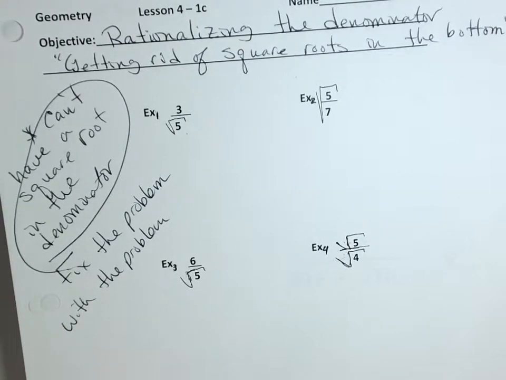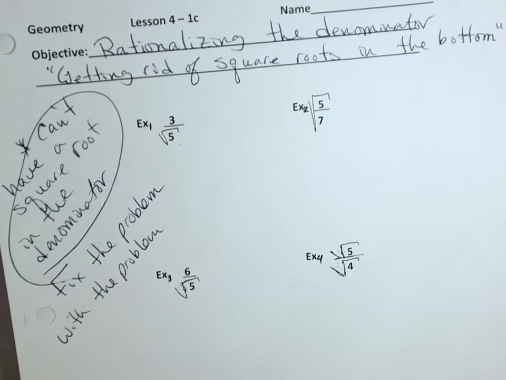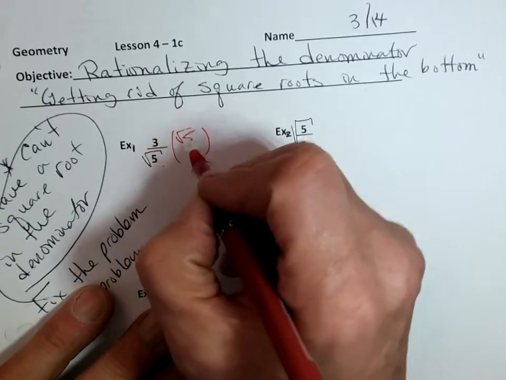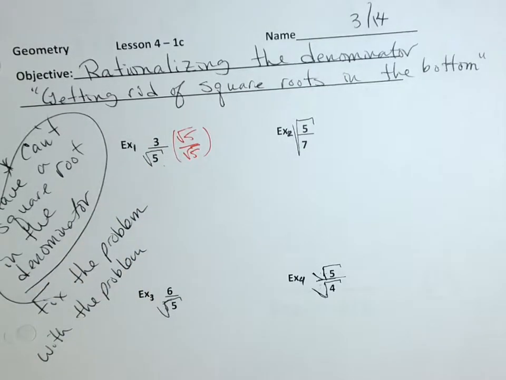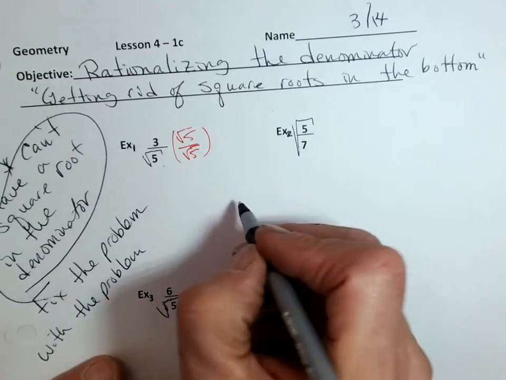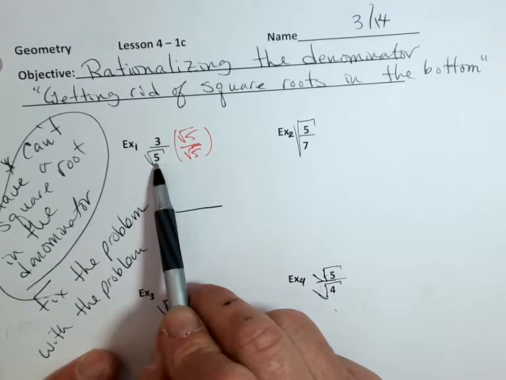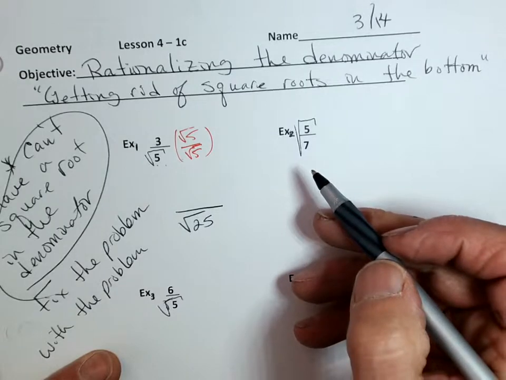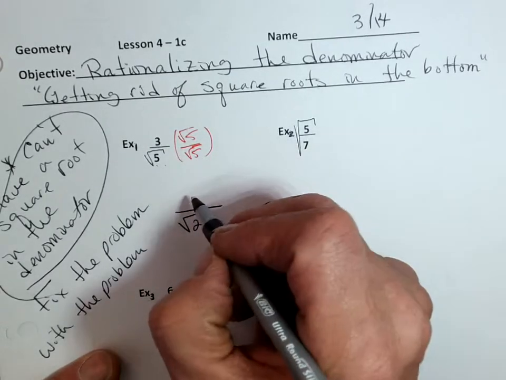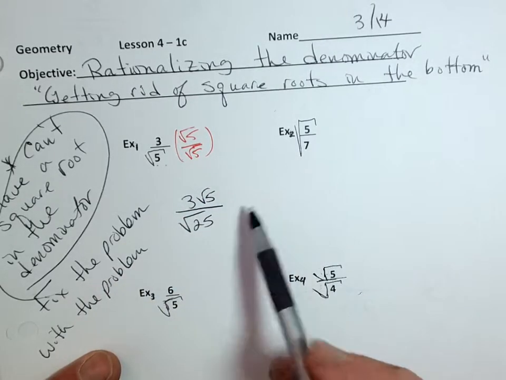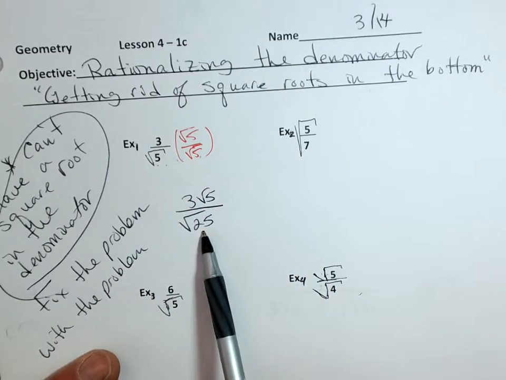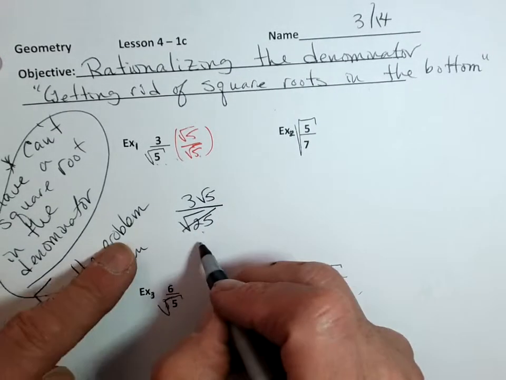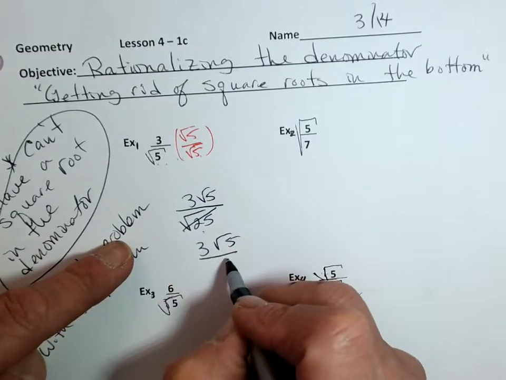So here's what I'm going to do. The problem is the square root of 5. So I fix the problem with the problem. Watch. I'm going to multiply top and bottom by the square root of 5 over the square root of 5. How's that going to help? Well, square root of 5 times square root of 5 is the square root of 25, right? And that's just 5. At the top we'd have 3 square roots of 5, but watch what happens on the bottom. The square root of 25 is a great number. It's not an irrational number. It's just a plain old 5. So we get 3 square roots of 5 over 5.